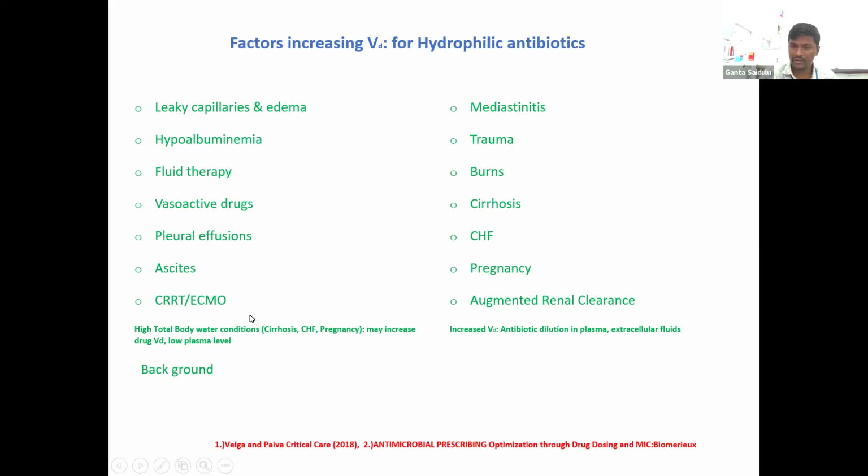They can lead to high total body water conditions like cirrhosis, CHF, pregnancy, which may increase the drug volume of distribution. They can lead to lower plasma levels, like suboptimal levels. And this particular condition increases the volume of distribution, like antibody dilution in plasma and extracellular fluids.